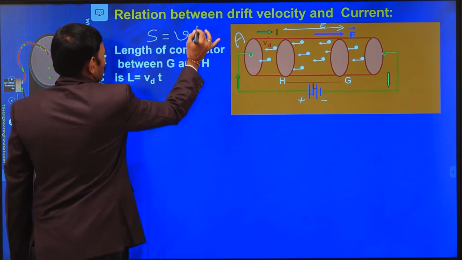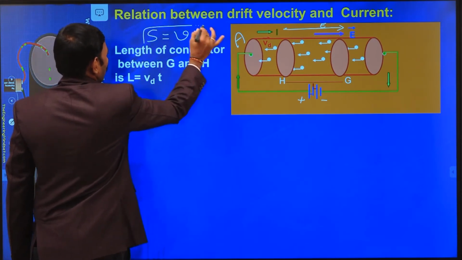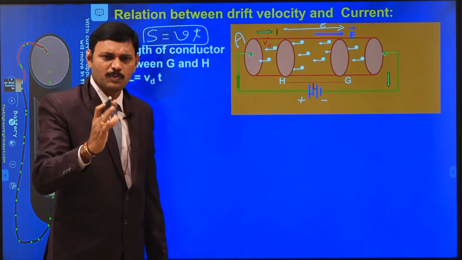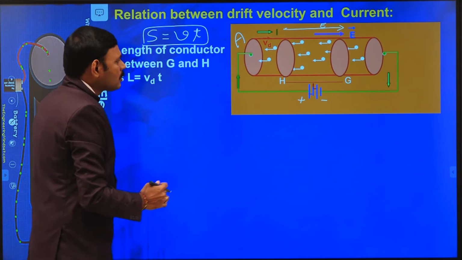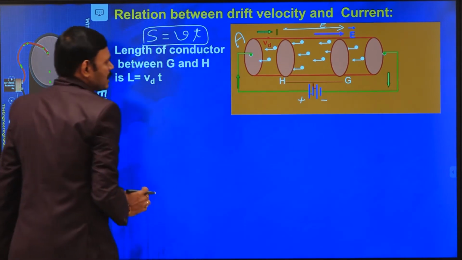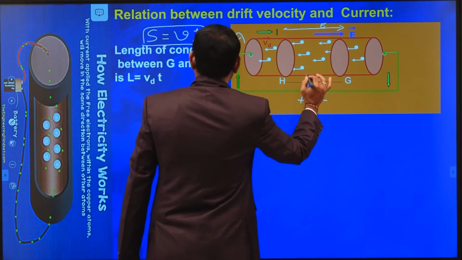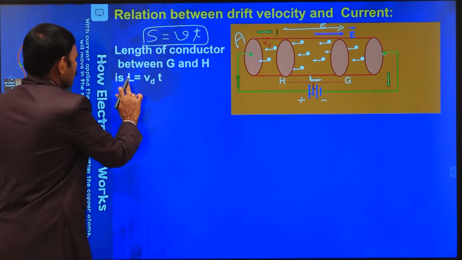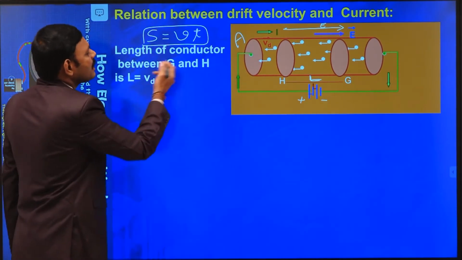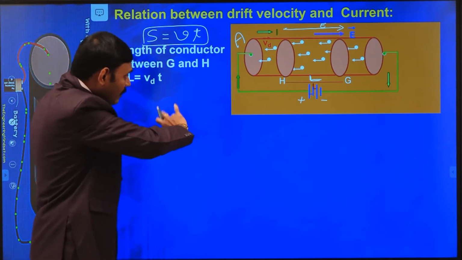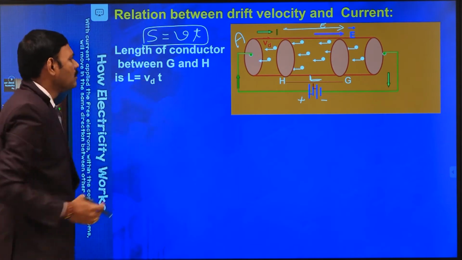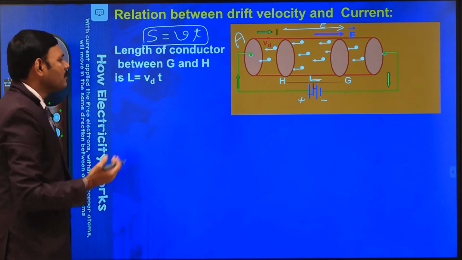Most of the time we are using a simple kinematics formula, students. For uniform velocity, displacement is velocity into time. So from G to H, the displacement traveled, let the length be L. The velocity is Vd, and let T be the time duration to travel from G to H. A very simple thing to understand: L is equal to V into T, Vd into T.